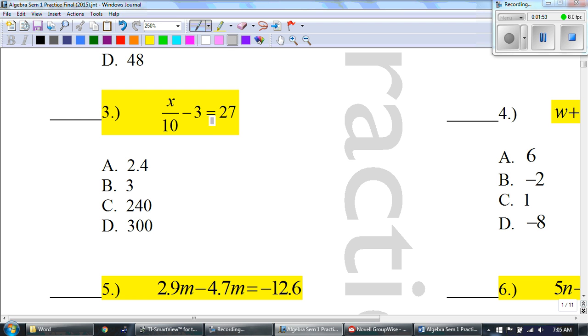Okay, number 3, doing the same thing. Inverse operation. So we're going to add 3 to both sides. X over 10 equals 30. Now that x is being divided by 10, the inverse, the opposite of division, is multiplication. So 30 times 10, we get 300.